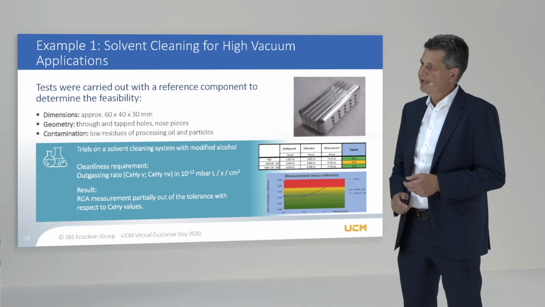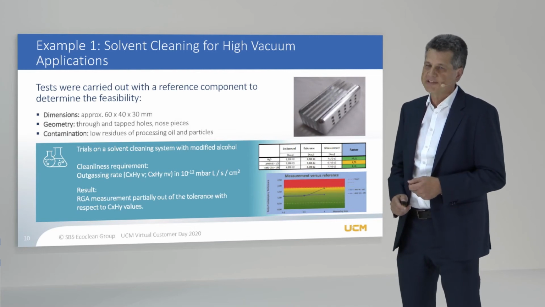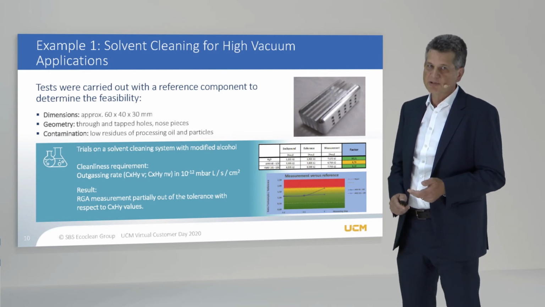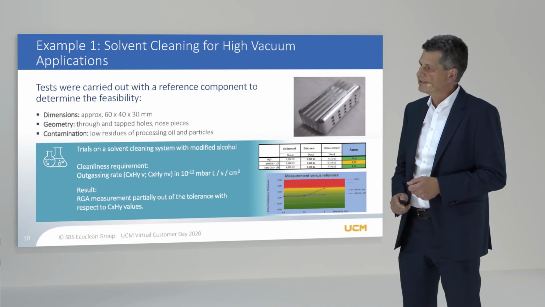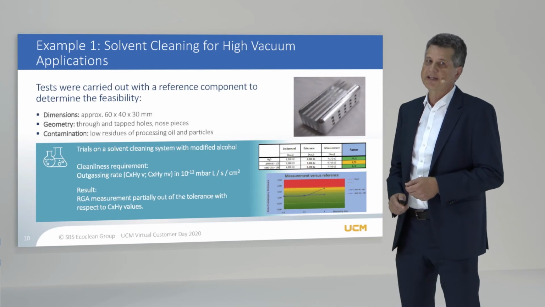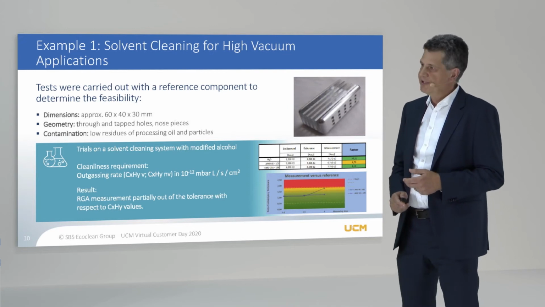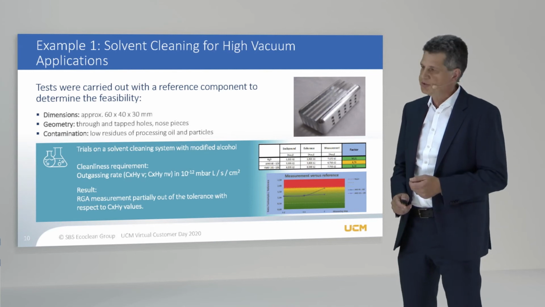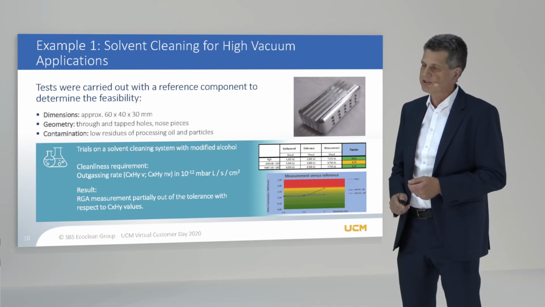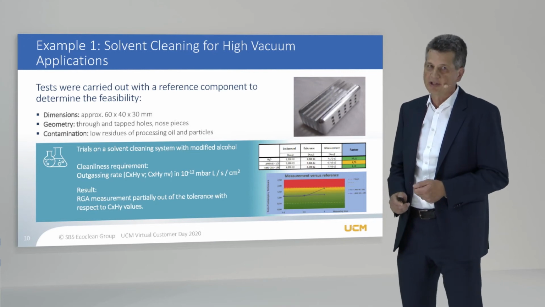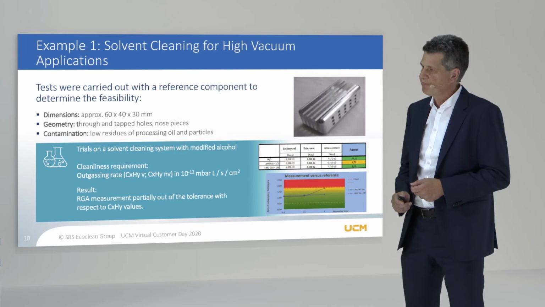And the contamination was always the same. It's a little bit of processing oil and particles. The machine we used was a solvent machine working with modified alcohols, and the solvent was not fresh. We regenerated the machine as good as possible. So we took the oil out through the continuous oil discharge unit, and we changed the filters in order to have as good as possible quality of the solvent in the machine.